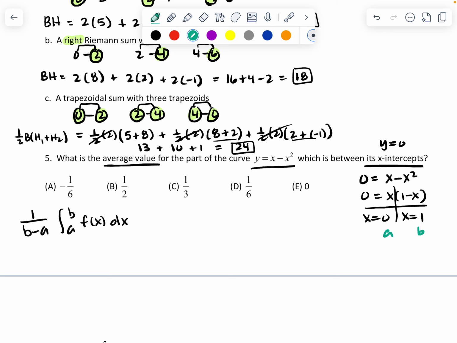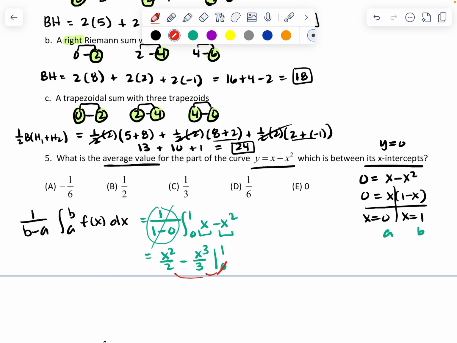So plugging this in, I'm going to get 1 over your b is 1, your a is 0, the integral from 0 to 1, of your function x minus x squared. Now this is kind of silly. You guys, this ends up being 1 over 1, which is just 1. 1 times anything, just multiplying it by it does nothing, so I'm just going to cross it out. Okay, the integral of x is x squared over 2. The integral of x squared is x cubed over 3. And I'm evaluating from 0 to 1. Again, if I plug this 0 into both of these x values, it's just going to 0 out.